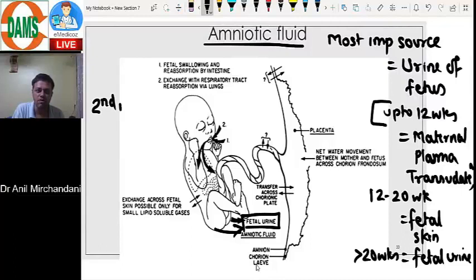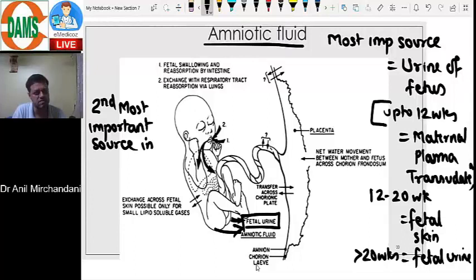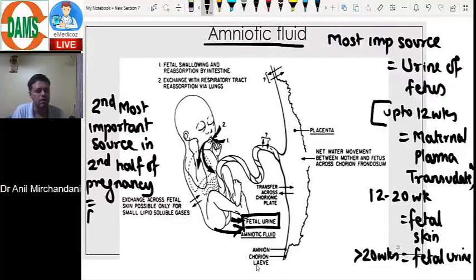Second most important source in second half of pregnancy would be fetal lungs. Yes, lungs will provide the fluid. Yeah, fetal lungs would be second most important source.